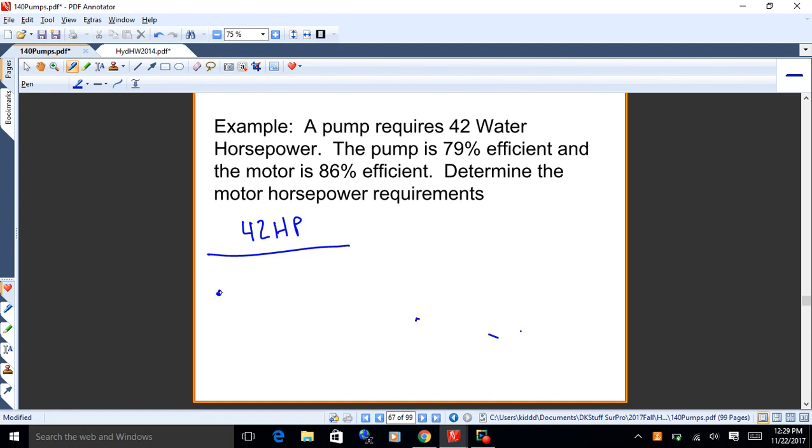So to figure out what the motor needs to deliver, we divide that by the efficiency of the pump. That'll make that number bigger because we need more power out of the motor that ends up going to the water. And then the same thing, we look at the efficiency of the motor to figure out the power that needs to come into the motor. And you just divide that out, and you get 61.82. So that's the power that needs to come into the motor. Okay.